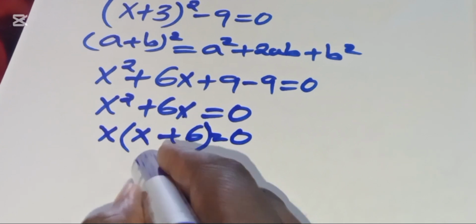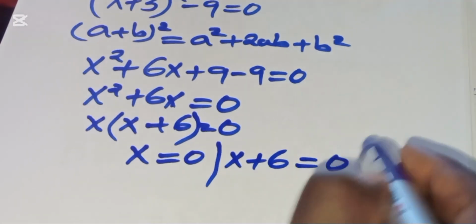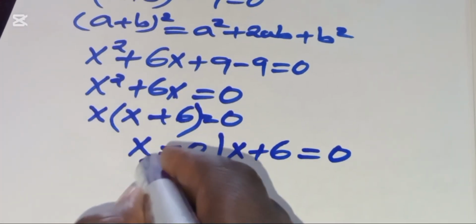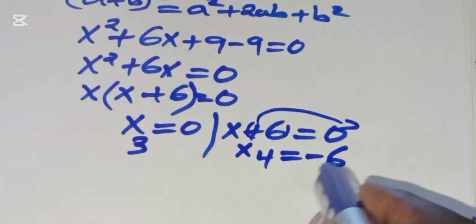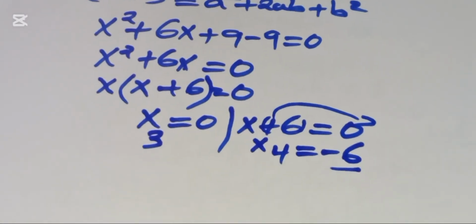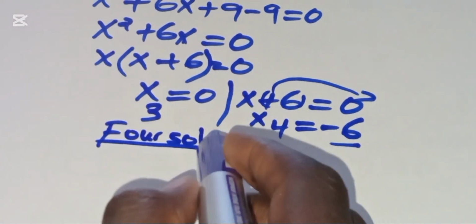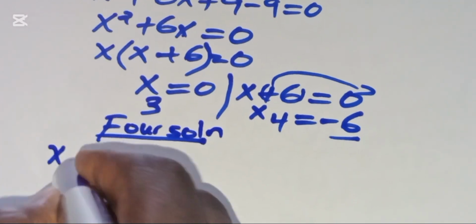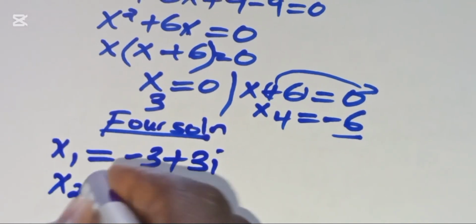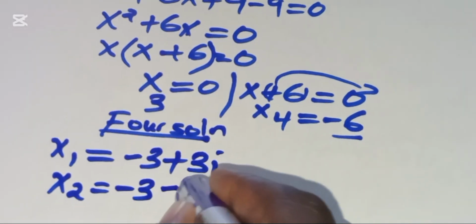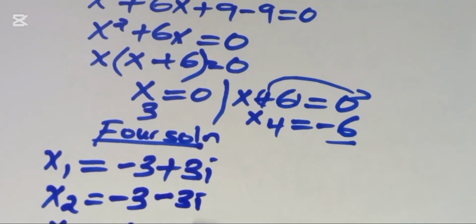So here we have that x is equal to 0, or x plus 6 is equal to 0. And this means that x3 is 0 and x4 is equal to negative 6. You take the plus 6 to the other side, so this is negative 6. So from what we have here, we have 4 solutions. That is, we have the complex roots, x1, which is negative 3 plus 3i, x2 is equal to negative 3 subtract 3i, x3 is equal to 0, and x4 is equal to negative 6.